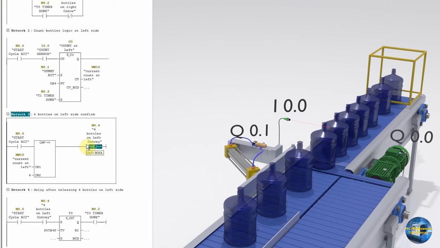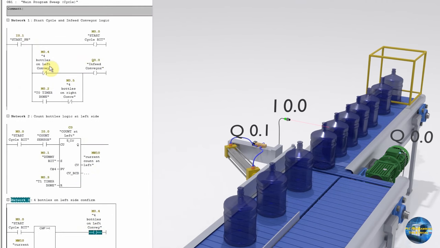the left side conveyor. And we have used the NC contact of the same M0.4 bit here, and you can see that as soon as the 4 bottles are released on the left side conveyor, this NC contact will get opened up and it will stop the infeed conveyor to cut the flow of the bottles towards the conveyors.